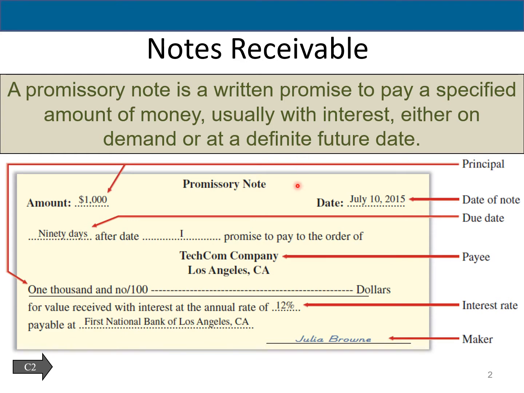First, we have the amount that was borrowed. We call that the principal. The principal is described in dollars and also in words. And who's promising to pay? Julia Brown, the maker. And who is Julia promising to pay? The payee, which is TechCom. So after 90 days, Julia promises to pay Tech Company $1,000 and interest based on 12%.